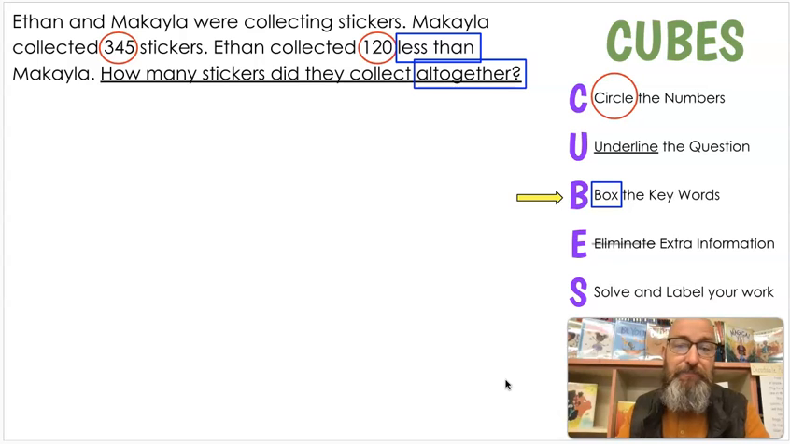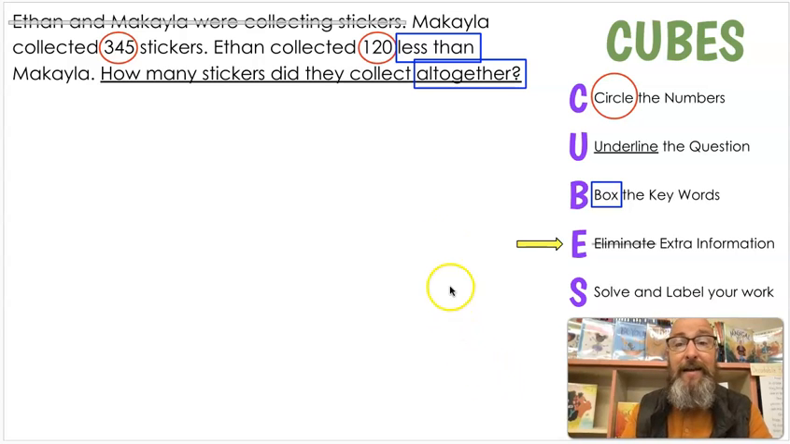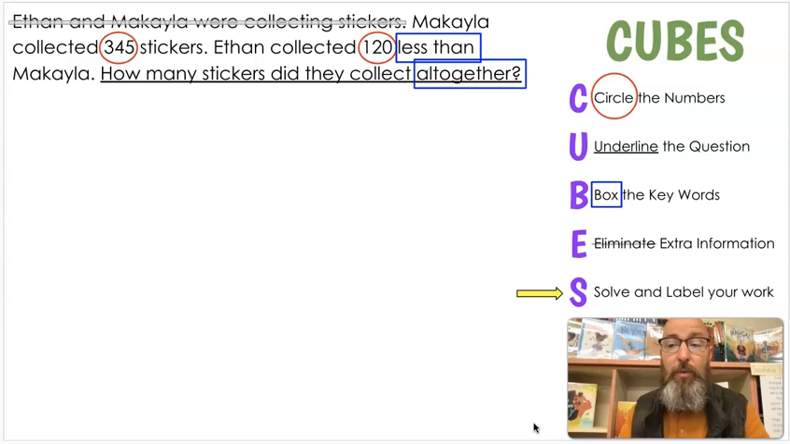What's the next step? Eliminate extra information. Is there any extra information? There is. That first sentence again. Nothing is circled, nothing's boxed, nothing's underlined. So we have to get rid of that. We don't need that sentence to solve the problem. And last is going to be solve and label our work.